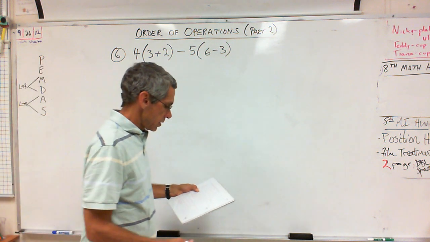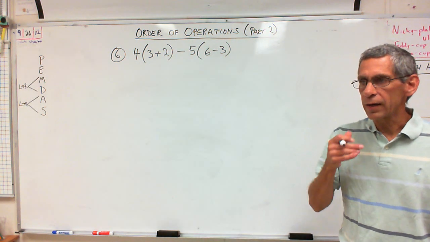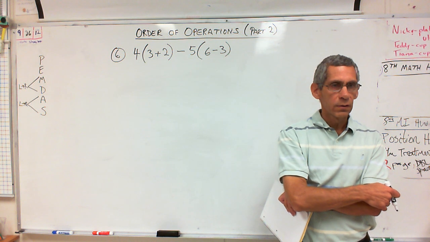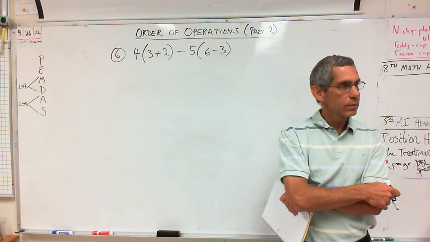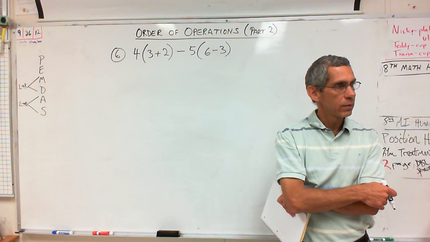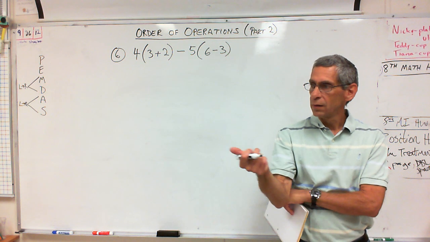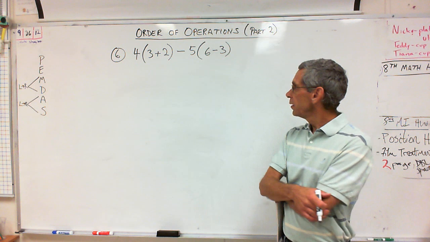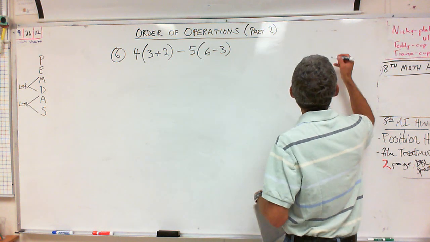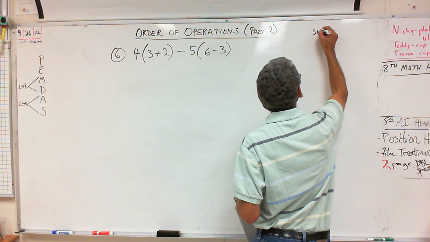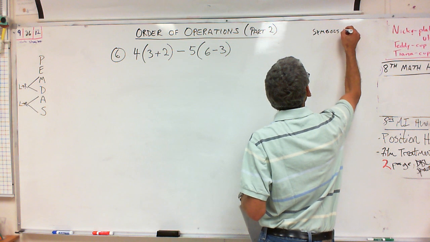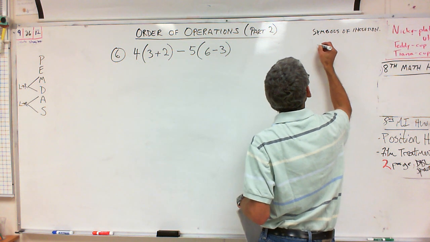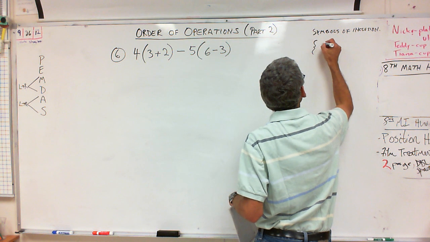All right. Now they talk in Saxon about something called symbols of inclusion. Does anybody remember that? Serena, do you want to tell us what it is, sort of? Anybody want to tell us what it is? Sal? It's like parentheses, brackets, braces. Yeah, stuff like that. So we call them symbols of inclusion.